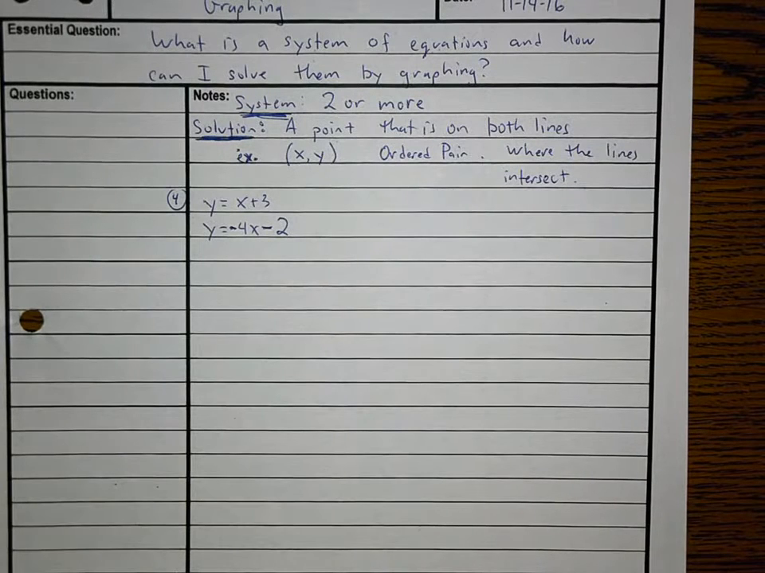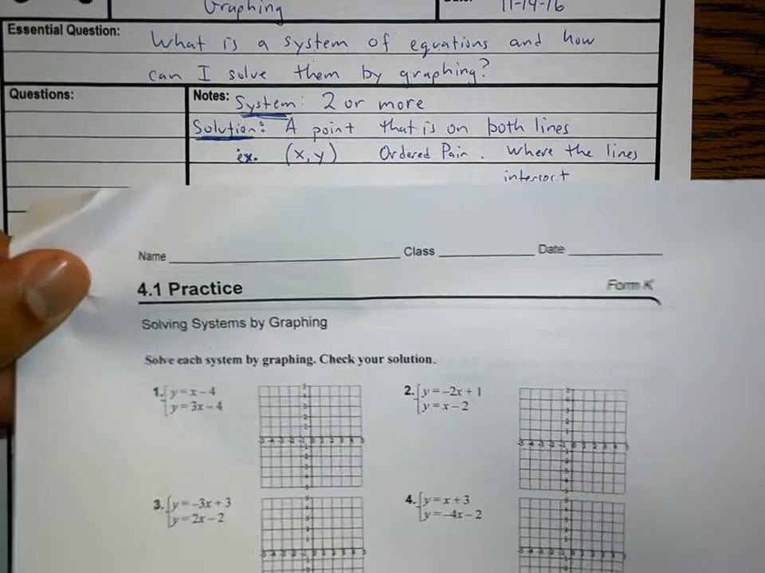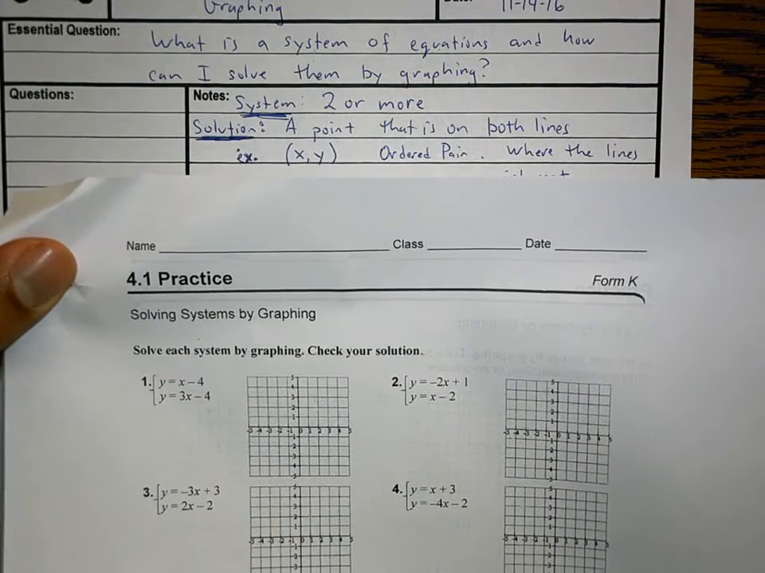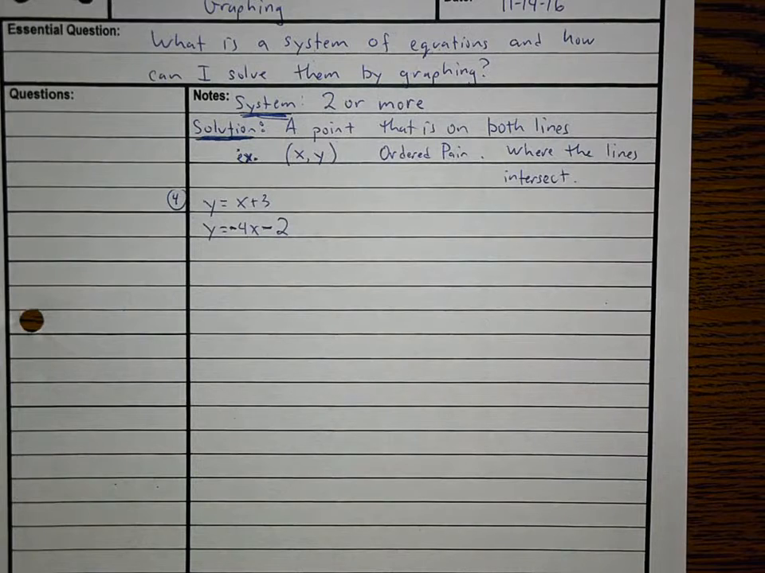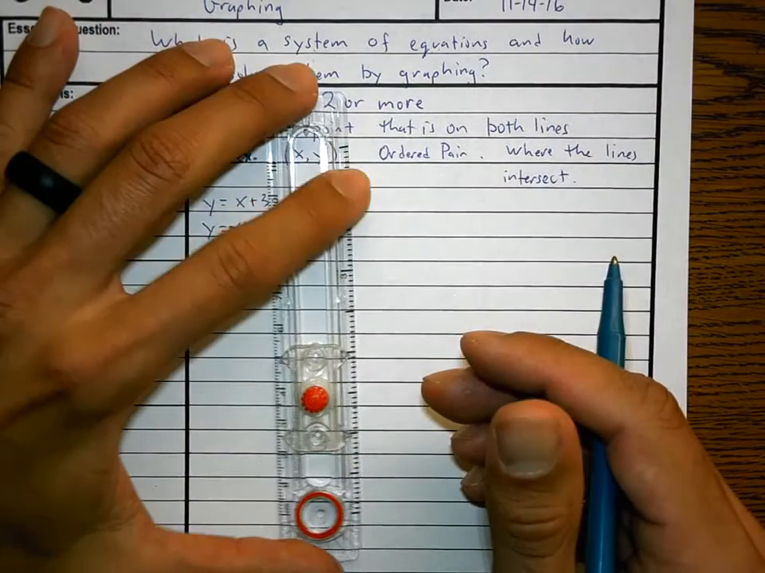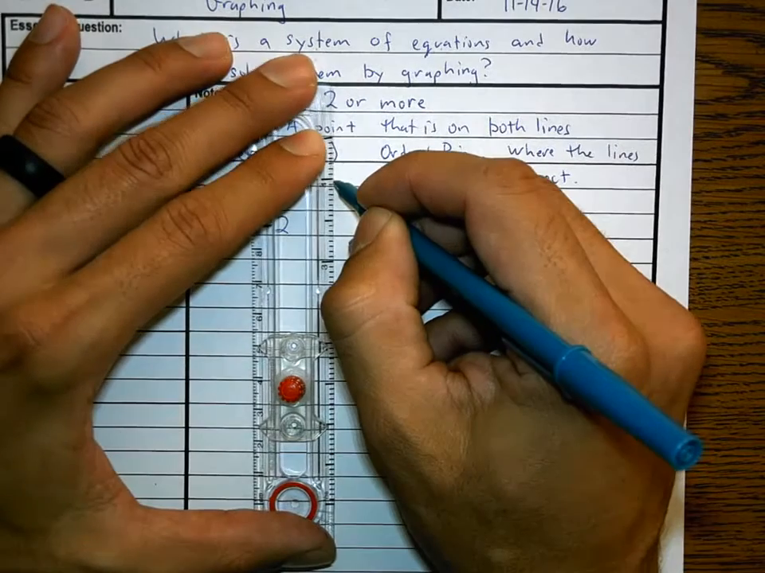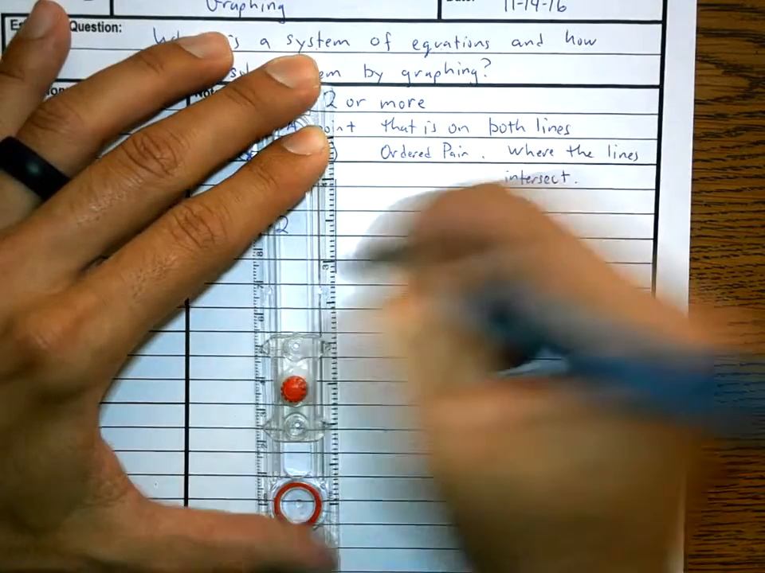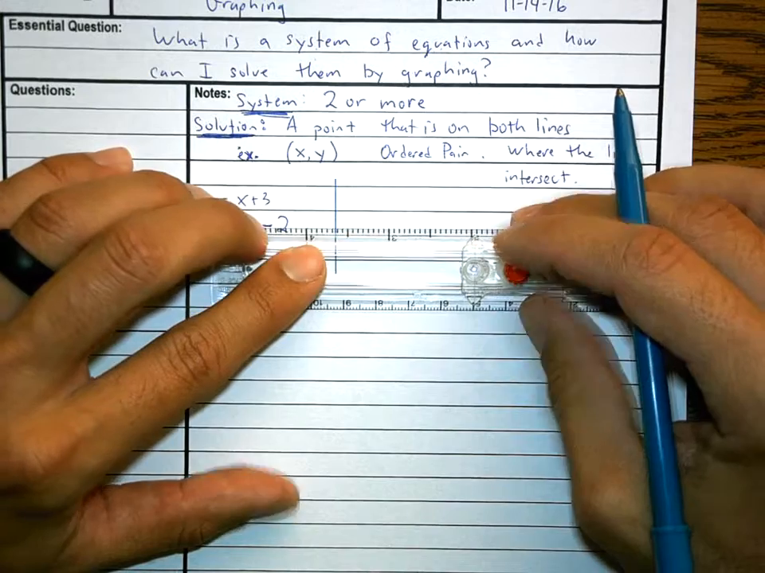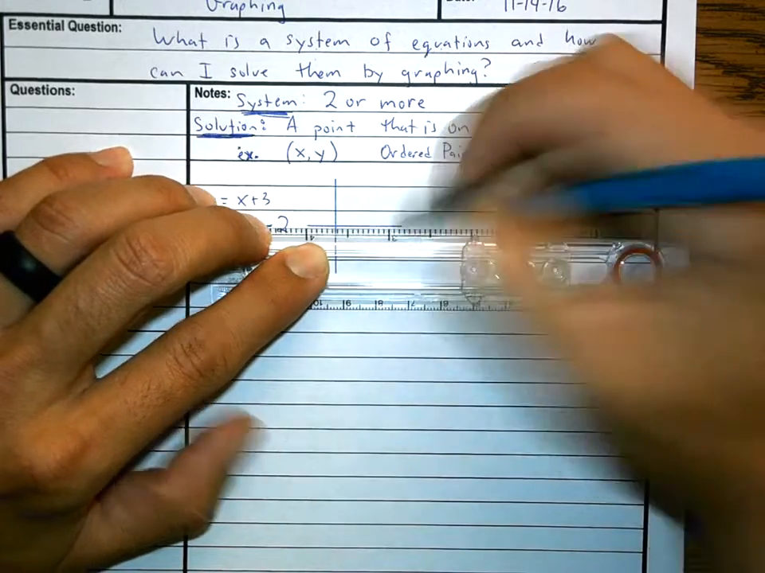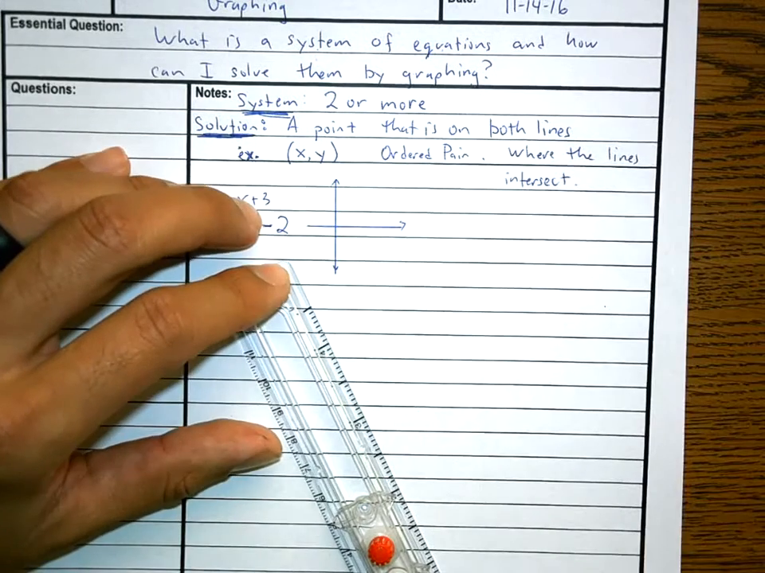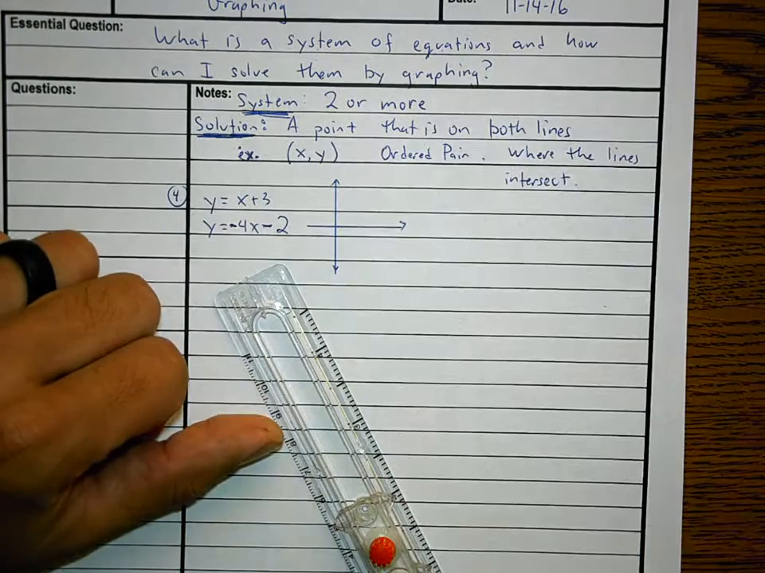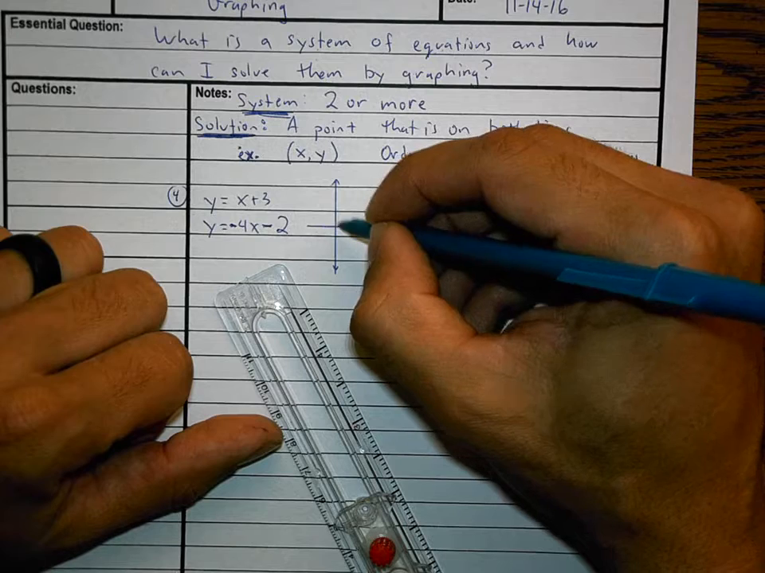Your directions will say something along the lines of solve each system by graphing, check your solution. So that's what we're going to learn how to do. When we have to do this, it is extremely important to be as accurate as you possibly can. So when I draw this, I'm going to draw mine with a ruler. Feel free to try as best you can to draw straight lines, as accurate as possible.